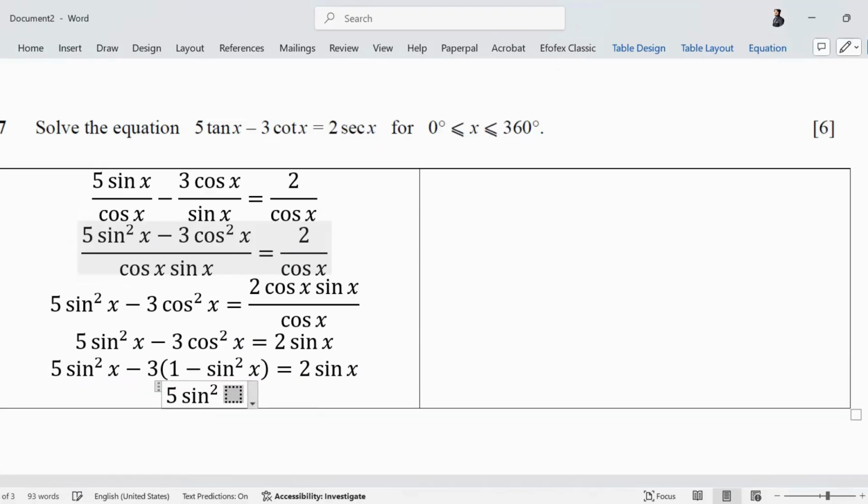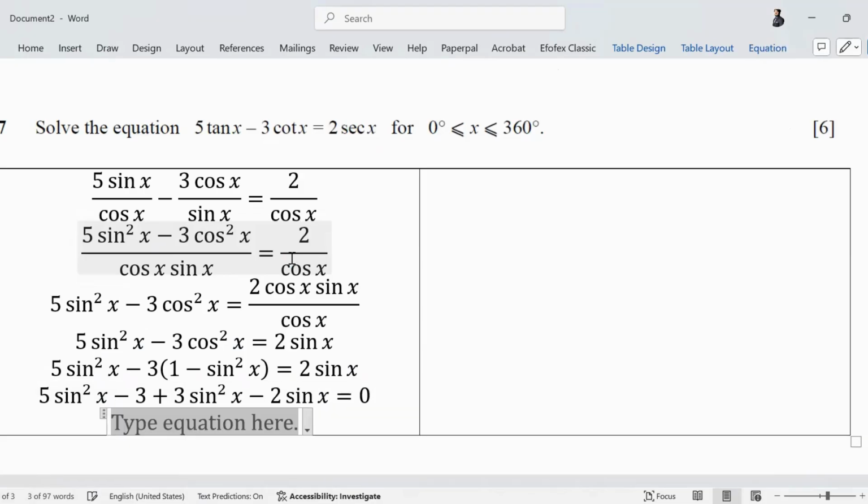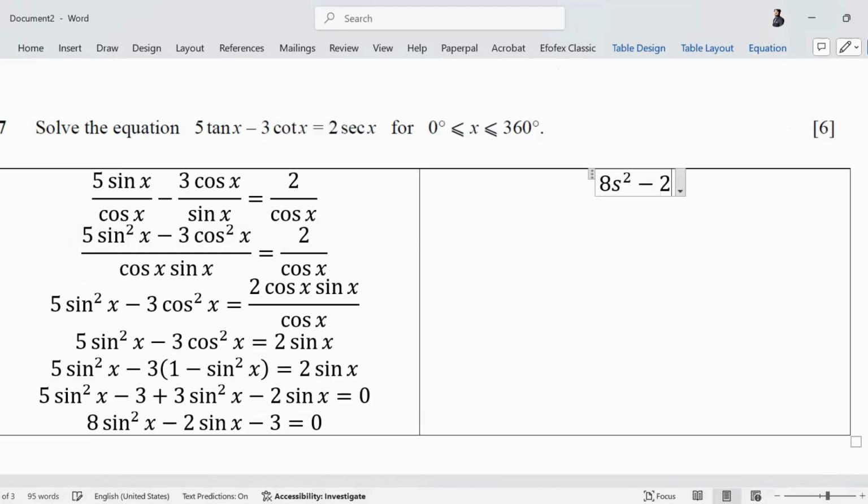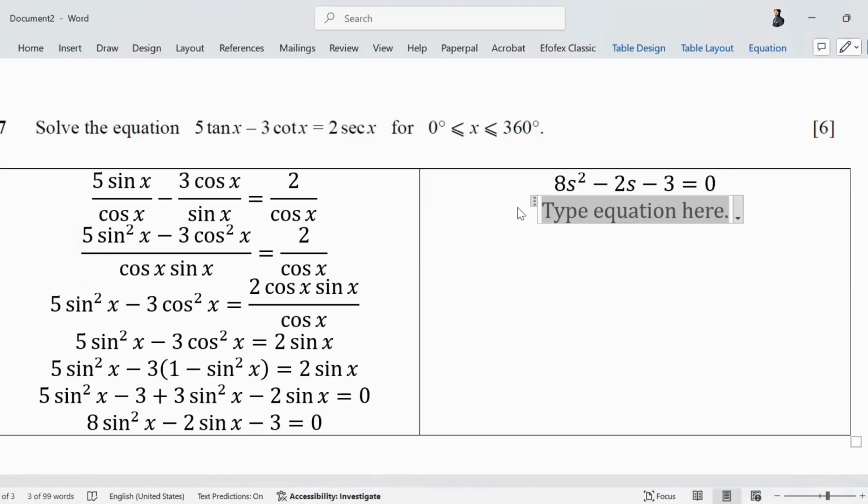5 sin squared x minus 3 plus 3 sin squared x minus 2 sin x is 0. This is quadratics in disguise. 8 sin squared x minus 2 sin x minus 3 is 0. Is that right? Take s as sin x, that is the best thing. 8s squared minus 2s minus 3 is 0. You can either use the quadratic formula or middle term breaking to get your answers. What values are you getting for sin x? Sin x is 3 upon 4 or sin x is, you'll have to show the method.